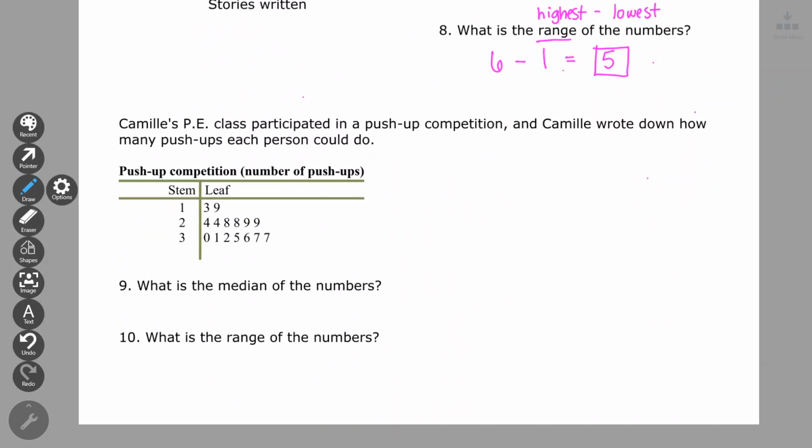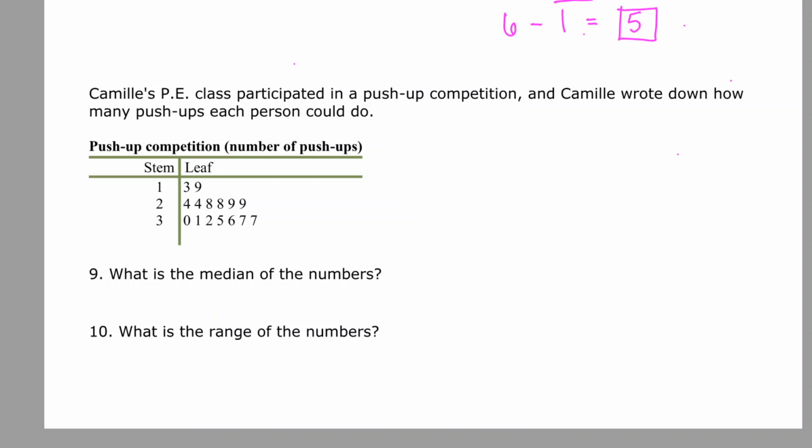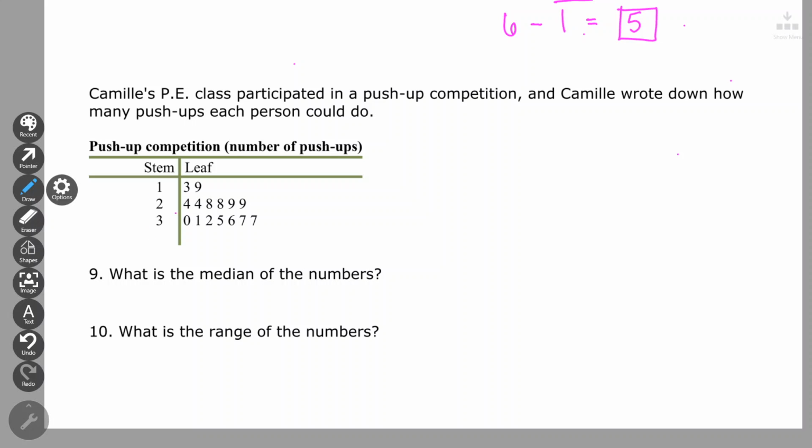Now, let's look at the next set. It says Camille's PE class participated in a push up competition, and Camille wrote down how many push ups each person could do. Now, this is a stem and leaf plot, so I want to remind you about a stem and leaf plot. Remember, whatever is in the stem column, that's going to come first in the number, and the leaf is going to come second.